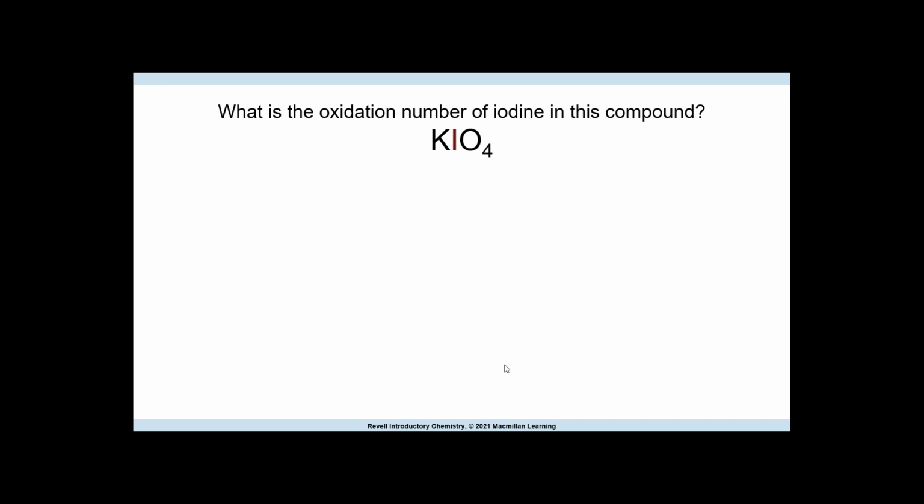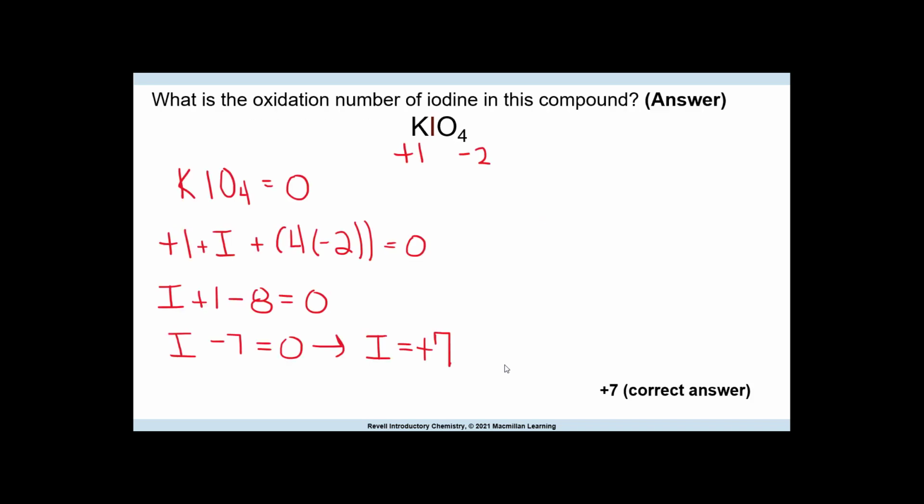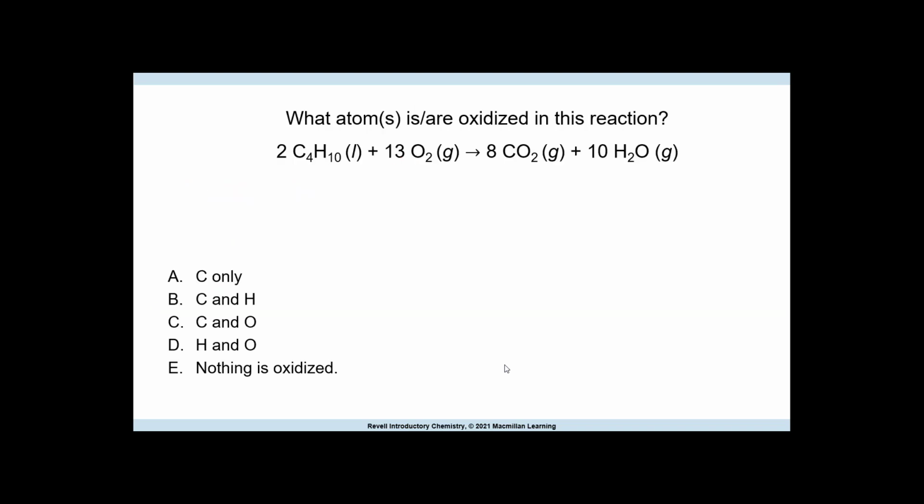What is the oxidation number of iodine in this compound? Same thing, we're going to make it equal to 0. We're going to plug in what we know. So potassium is a +1. We have iodine plus oxygens that we do know. So 4 times -2. That's iodine plus 1 minus 8 equals 0. So now we have iodine equals 7. After we've done the math, we bring that over, and iodine's oxidation state in this compound is +7.